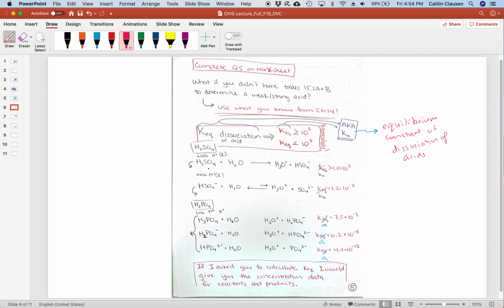So in the case of H2SO4, what I did here was I just split up the loss of each proton on H2SO4. So H2SO4 has 2 protons. It loses one at a time. If it loses 1 proton to water, you get a hydronium ion, and then what's left over is HSO4 minus. The equilibrium constant of this reaction is greater than 1 times 10 to the 3rd. That tells me H2SO4 is going to completely dissociate one of its protons and form only hydronium and HSO4 minus in water.